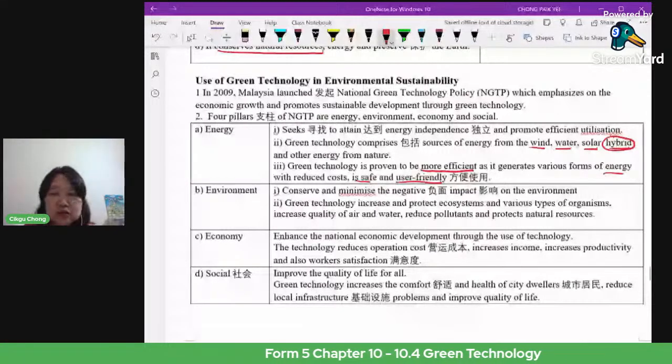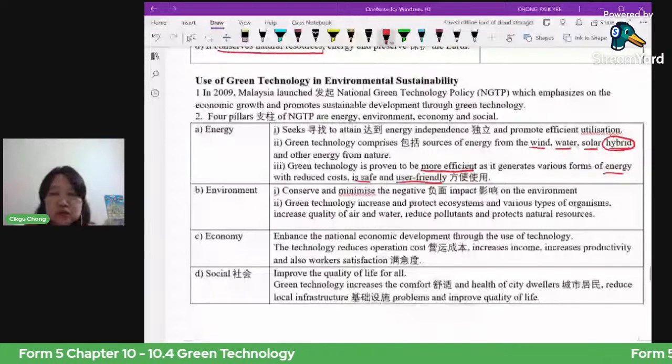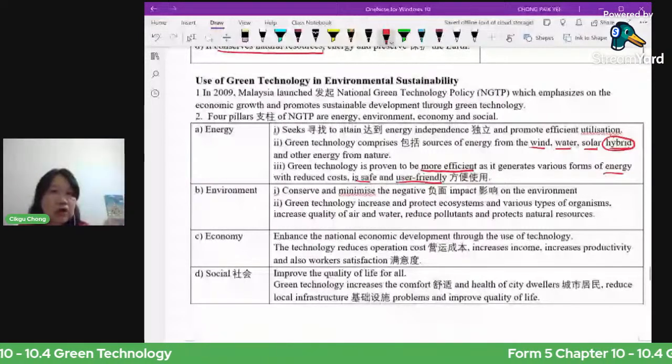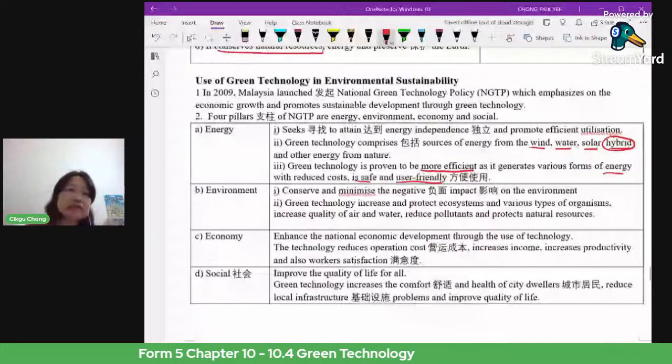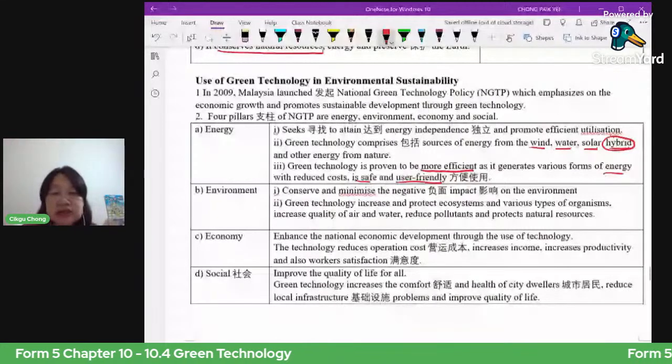Reduces the local infrastructure problems, make problems less. Infrastructure means like housing problems, water, sanitation, all this. These are the social problems. Improve the quality of life. Okay, so basically these are the 4 pillars of NGTP, National Green Technology Policy.